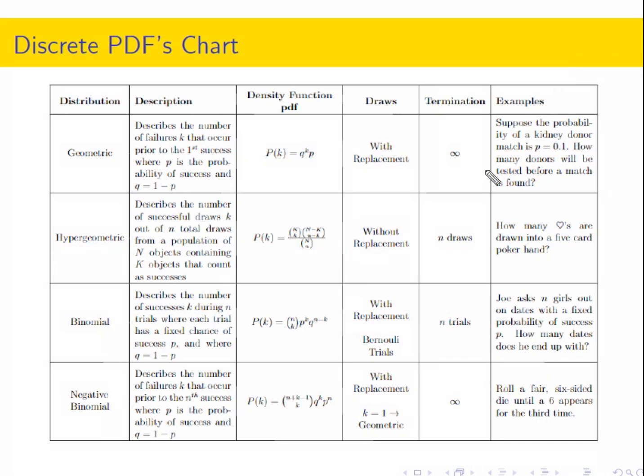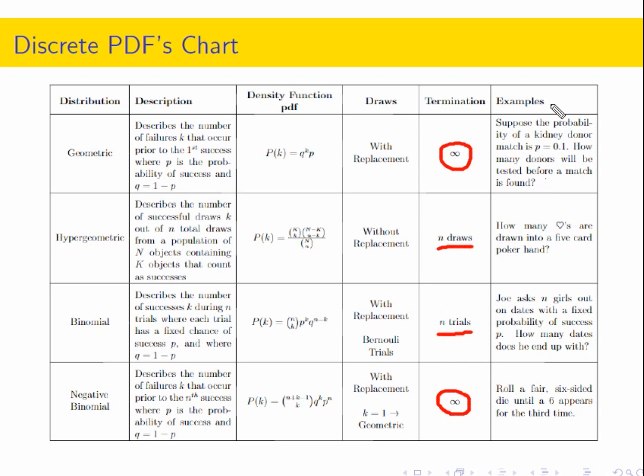The other thing I'm looking at is the criteria that terminates, right? So with hypergeometric, there's a finite number of draws, and with Bernoulli trials in the binomial theorem situation, there's a finite number of trials. So if I have a finite stopping criteria, a finite termination criteria, then I'm either using hypergeometric or binomial. And then if I have a possibly infinite termination criteria, then I'm either using the geometric or its generalization, the negative binomial distribution.